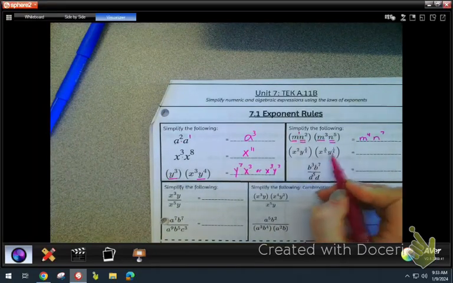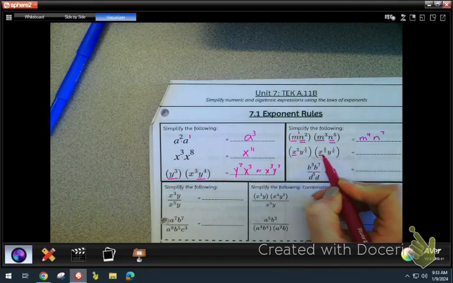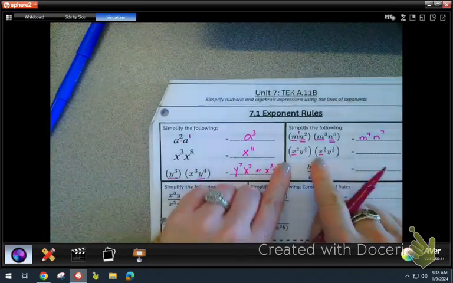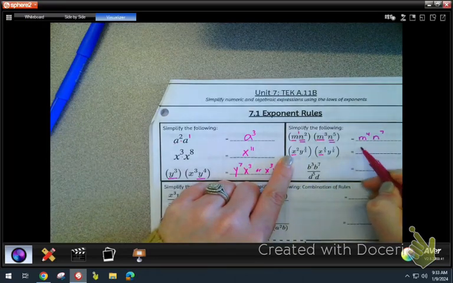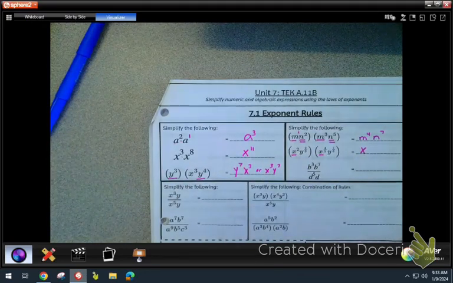Ooh, we threw some fractions on there. Are we scared of fractions? No, because we got a calculator. So let's talk about our base x. What am I going to do with the exponents? Add them. So I'm going to go to my calculator.